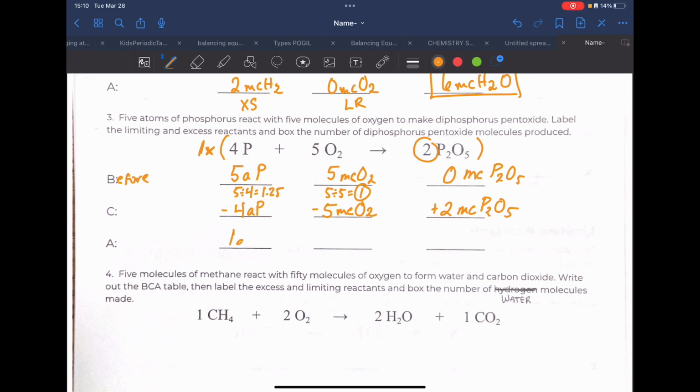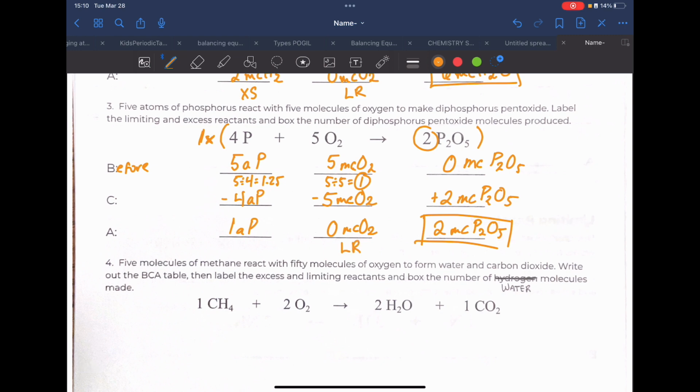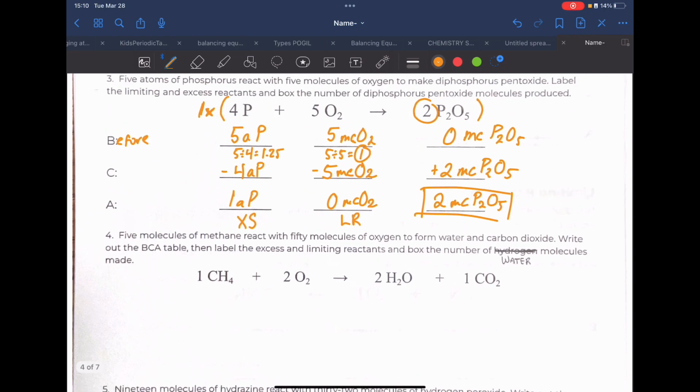So then I do my subtraction here and figure out that at the end I have 1 atom of phosphorus left over and 2 molecules of diphosphorus pentoxide made. My limiting reactant is oxygen, because that's what I ran out of first, which means that my phosphorus must be my excess reactant. There we go.